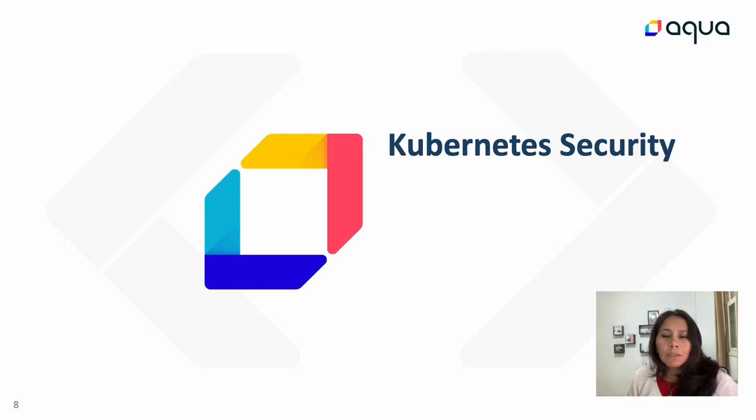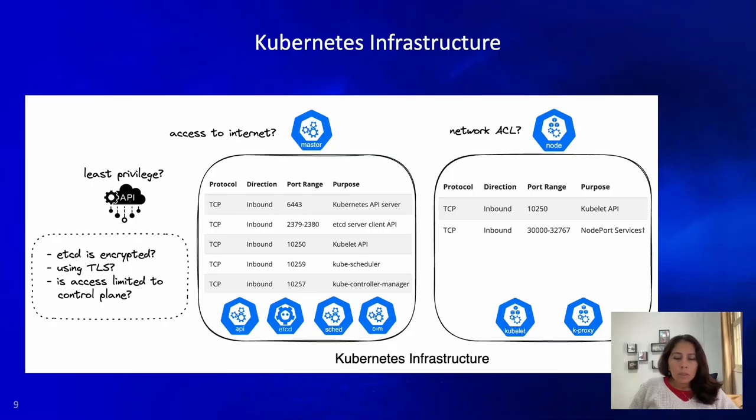Let's talk more about Kubernetes security in the next slide. In a Kubernetes infrastructure, we have to take care of the main components, which are the master and the nodes. Try to limit access to the Kubernetes API server, and see which trusted networks are allowed to access it. Also think about the architecture and the communication between the components. For example, here you can see the ports that you need from the perspective of the master and the node. Another important component is etcd, which should be encrypted, and you should use TLS for the communications between these components.